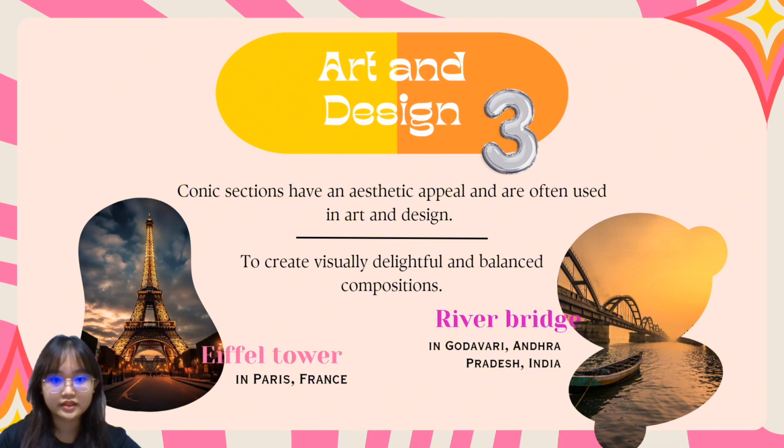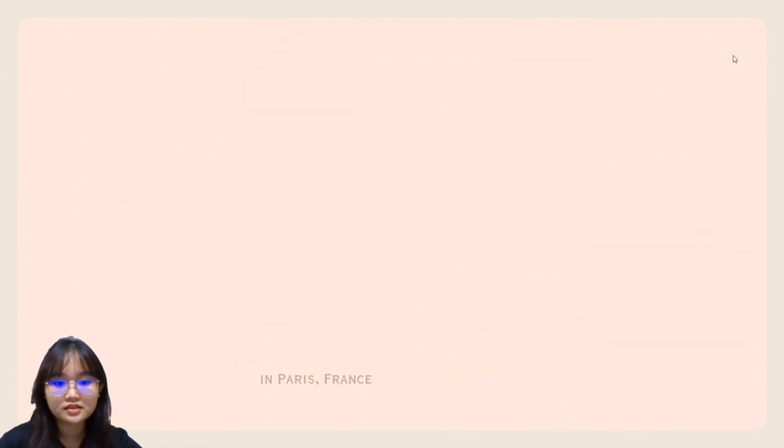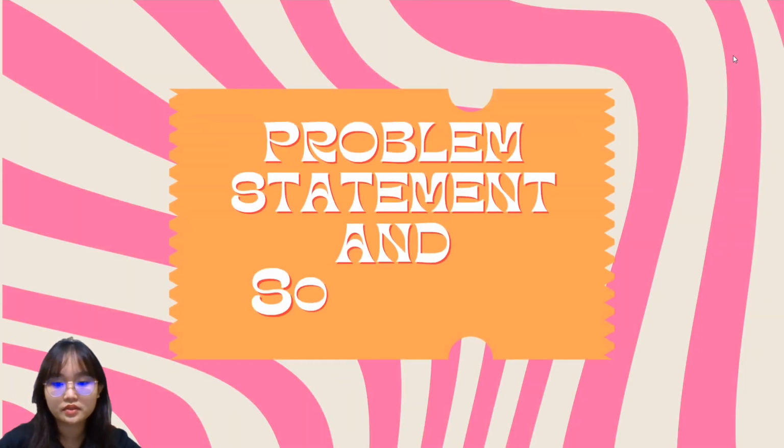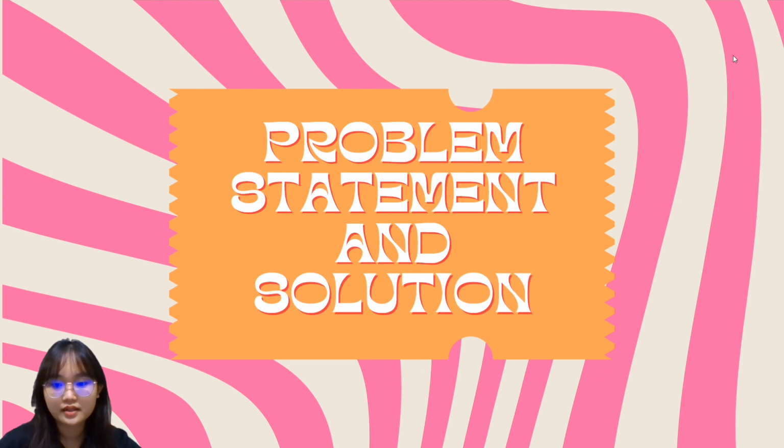Last but not least, conic sections have an aesthetic appeal and are often used in art and design. It helps to create visually delightful and balanced compositions also. For instance, both the Eiffel Tower in Paris, France, and the river bridge in Godavari at Andhra Pradesh, India, had designs that involved conic sections also. Next, our group will show the problem statement and the solutions. So I'll pass it to my group member Damia.